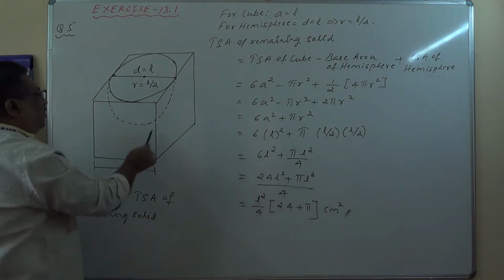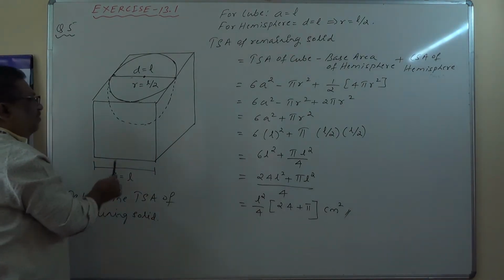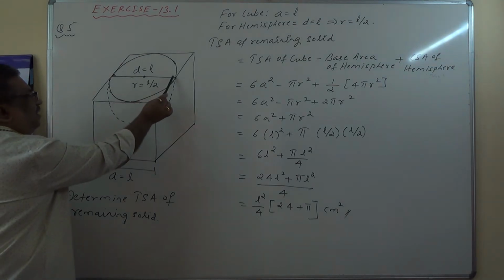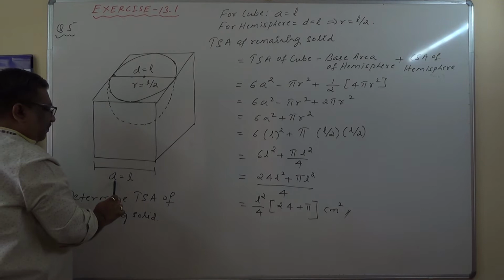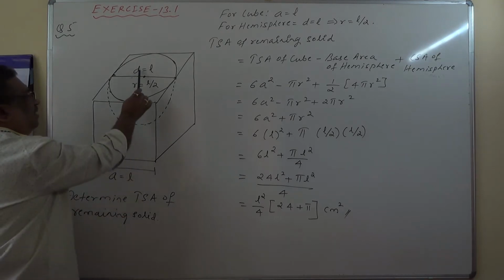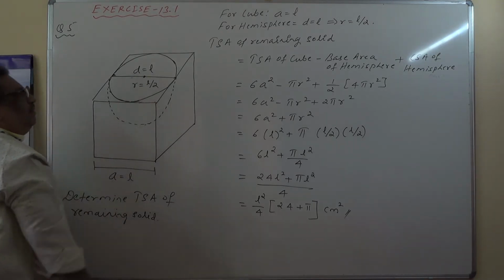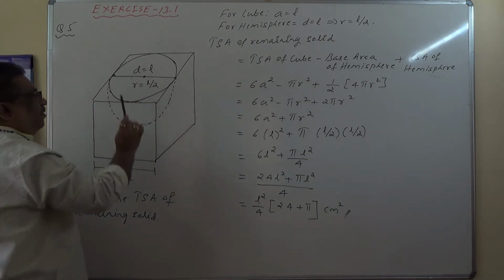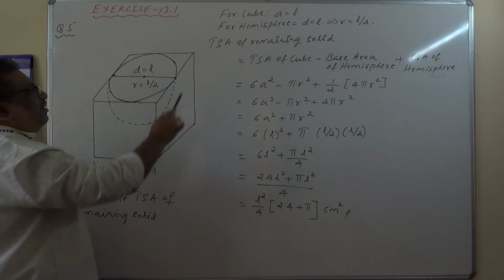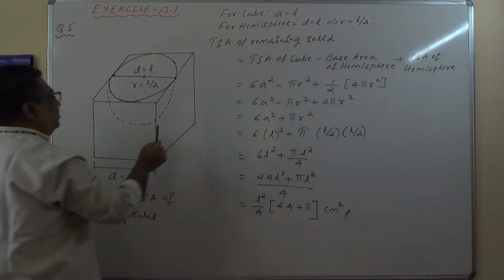Now for a cube, A is the edge, for which this is D. A and D are equal because it is given in the statement. So A equals L, diameter equals L, and A also is equal to L. For a hemisphere, R equals L by 2. With this information, what is the total surface area of the remaining solid?